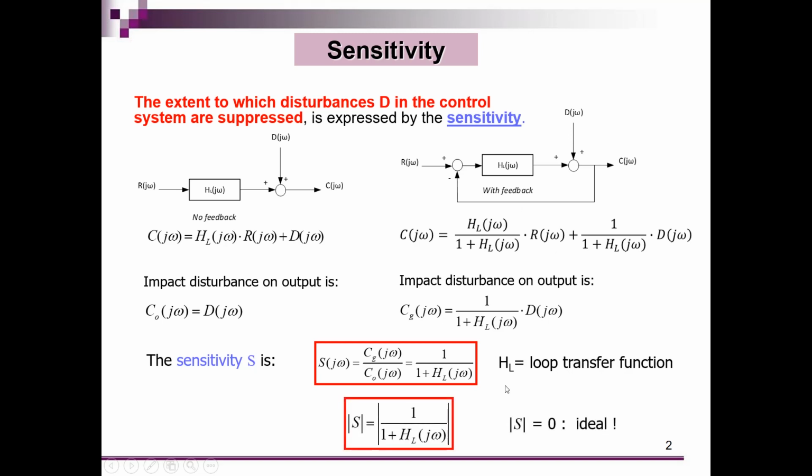And we are mostly interested in the absolute value of the sensitivity, because in that way we know how disturbances are suppressed to my output. So in an ideal case, the absolute value of the sensitivity is 0, or at least is very low.